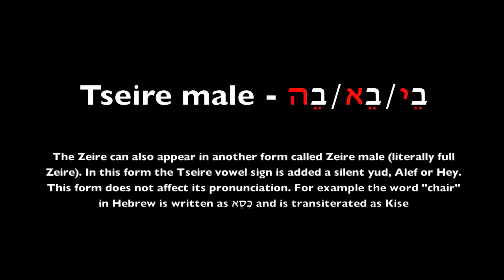Tzere male. The tzere can also appear in another form called tzere male. In this form, a silent yud, aleph or hey is added to the tzere vowel sign. This form does not affect its pronunciation. For example, the word chair in Hebrew is written as kiseh and is transliterated as kiseh.